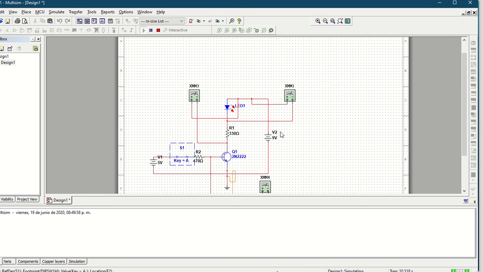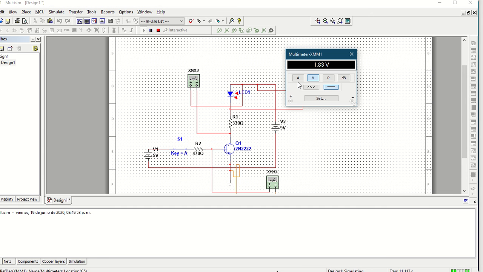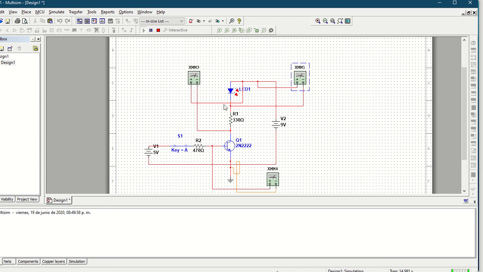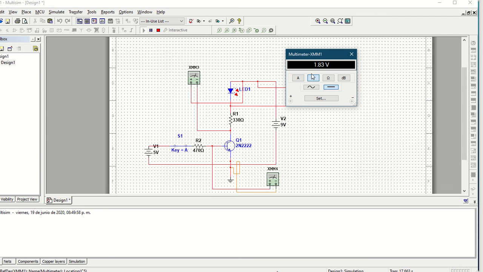Let's take a look at the values to see if we are right. The voltage for the LED is 1.83 volts. This is because this LED has this value in Multisim, so that's why it doesn't give us the 2 volts that we found on the datasheet. Let's take a look now at the current. 27 milliamps. That's what we found.